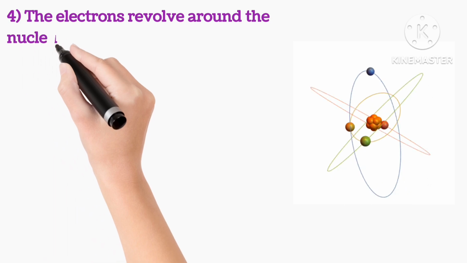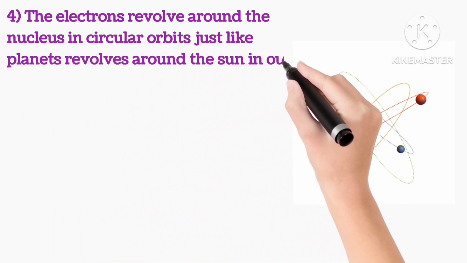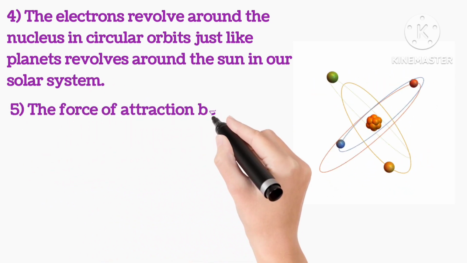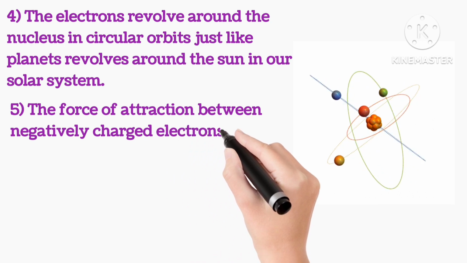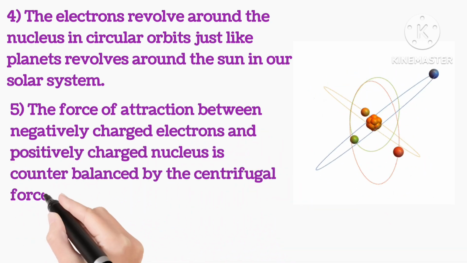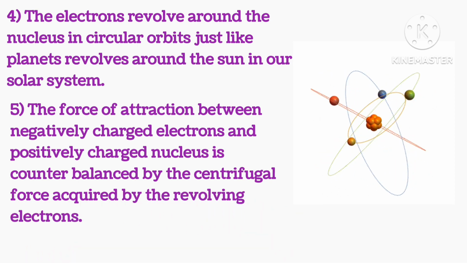The electrons revolve around the nucleus in circular orbits, just like planets revolve around the sun in our solar system. The force of attraction between the negatively charged electrons and the positively charged nucleus is counterbalanced by the centrifugal force acquired by the revolving electrons.